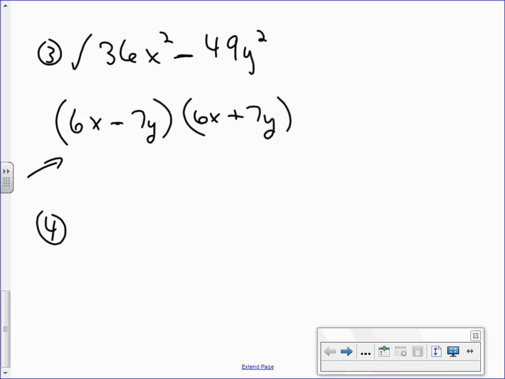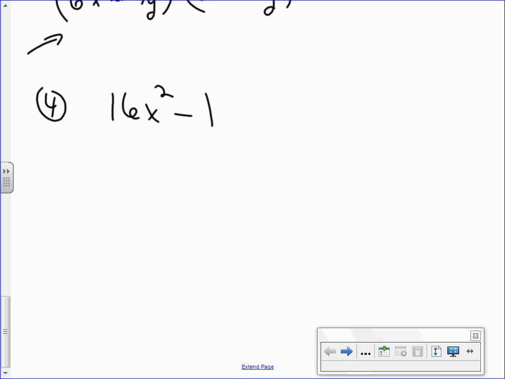All right, last one. 16x squared minus 1. Sometimes people miss this one. They don't recognize it because of that 1, but 1 is a perfect square, the square root of 1 is 1. So this is going to fit into our structure. The square root of 16 is 4. Don't forget your x. 4x, 1 plus, 1 minus, and the square root of 1 is 1. And there is your difference of two squares.